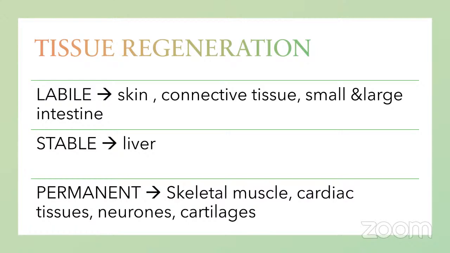So at least some amount of liver cells should be there. That's the difference here. And the third category, the permanent tissues, they're not capable of regeneration because they don't have stem cells within them. So the only way in which they can compensate the tissue losses is by fibrosis or scarring. So that's the difference between these three categories of tissues in the body. I hope that is clear.